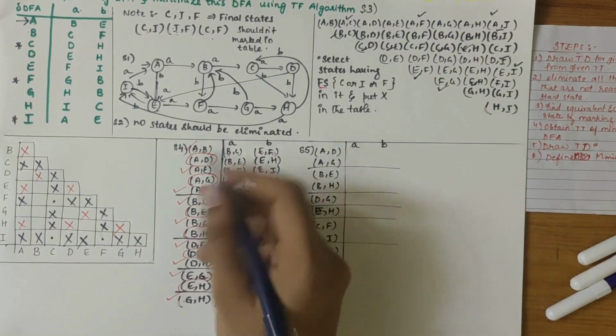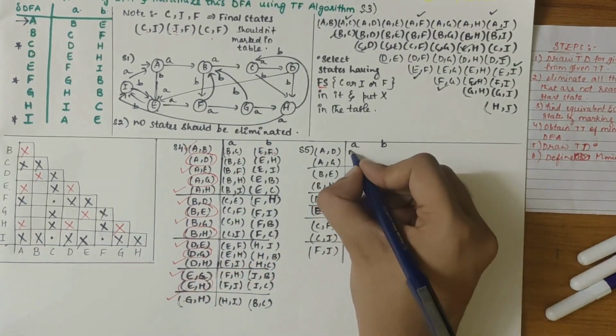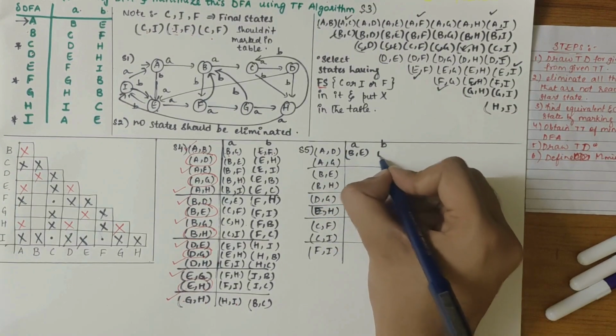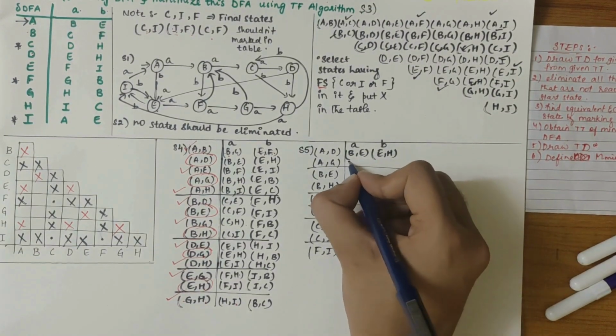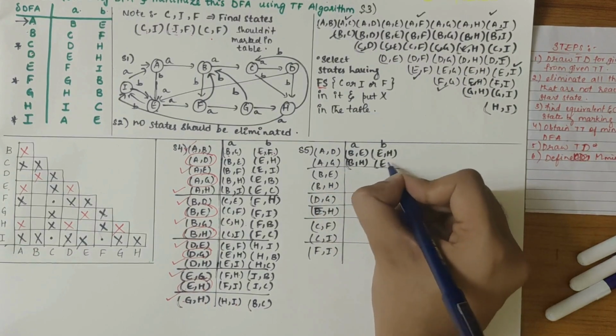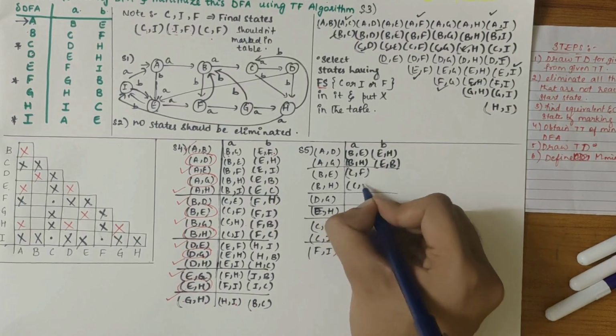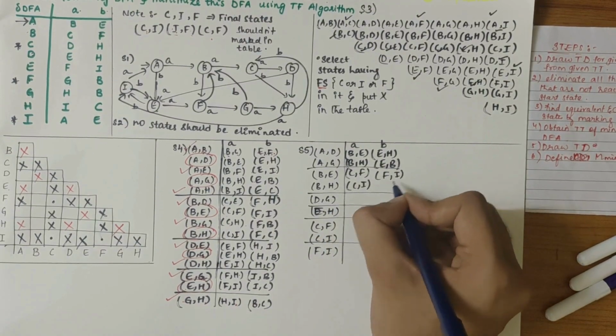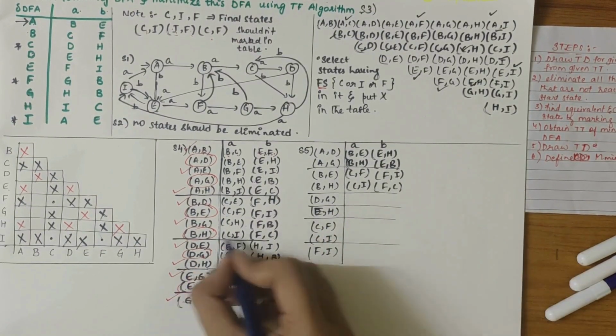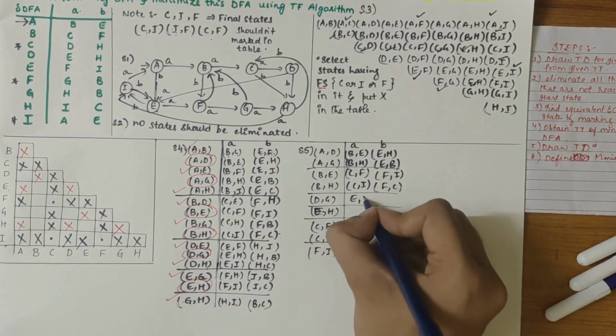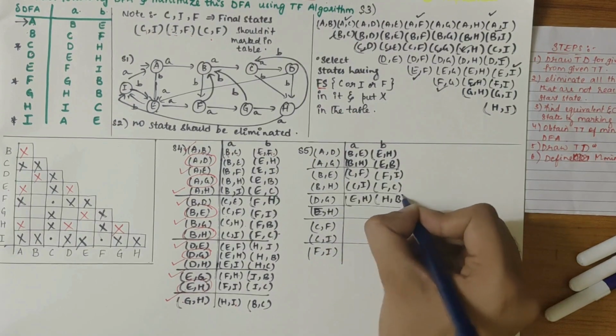So let's consider for AB. Let's write down the same values here. So BE and EH here. Then we have BH and EB here. Then we have CF and CI. Here FI and FC. Then for DG we have EH and HB.